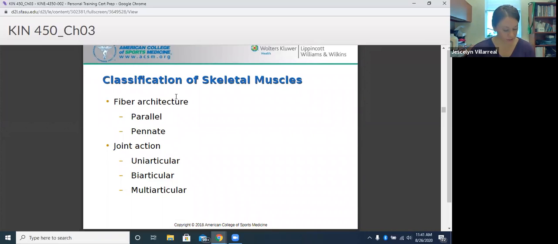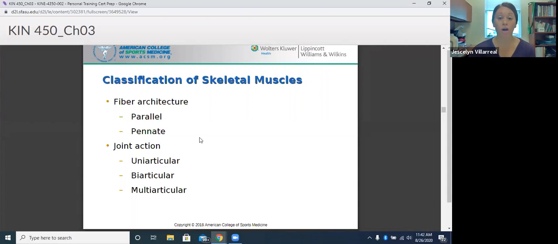Classification of skeletal muscles is on page 55. So we have the fiber architecture, which means they're either parallel or pinnate skeletal muscles. Parallel means the muscle fibers run in line with the pull of the muscle. An example of that would be the biceps brachii. A pinnate is when fibers run obliquely or at an angle to the line of pull. Okay, so you've got unipinnate, bipinnate, and multipinnate.